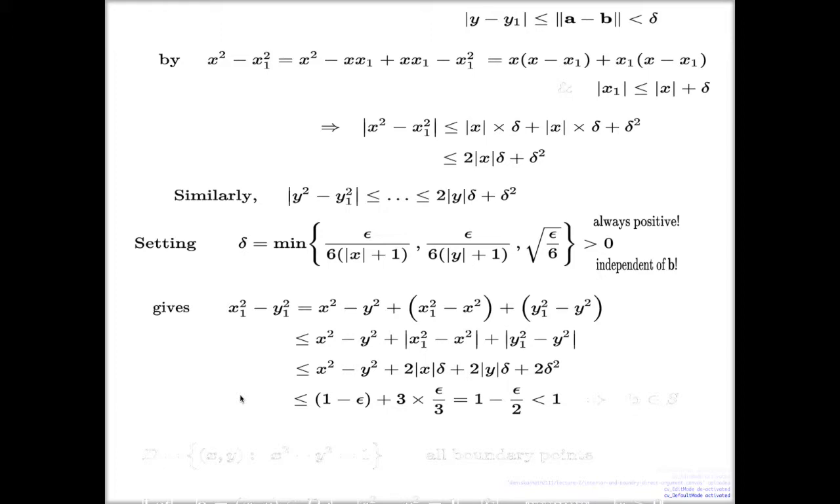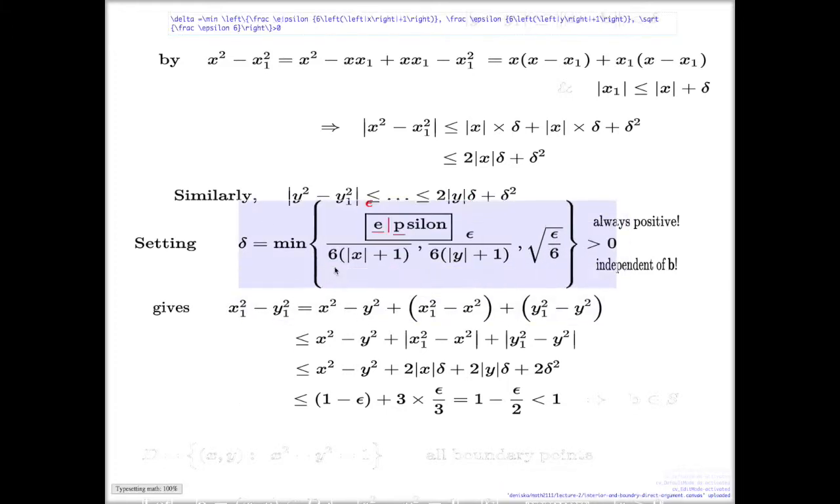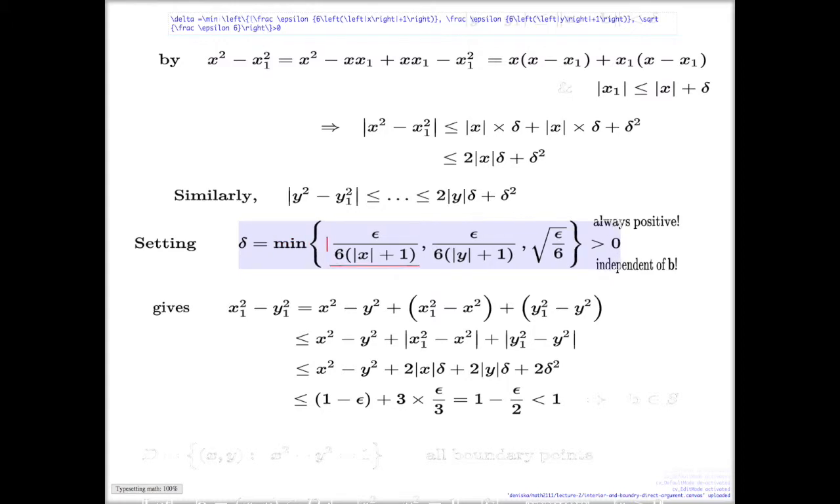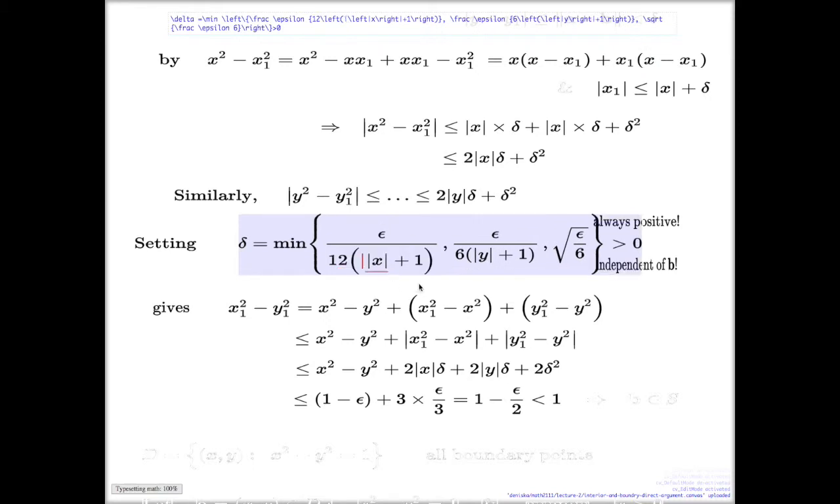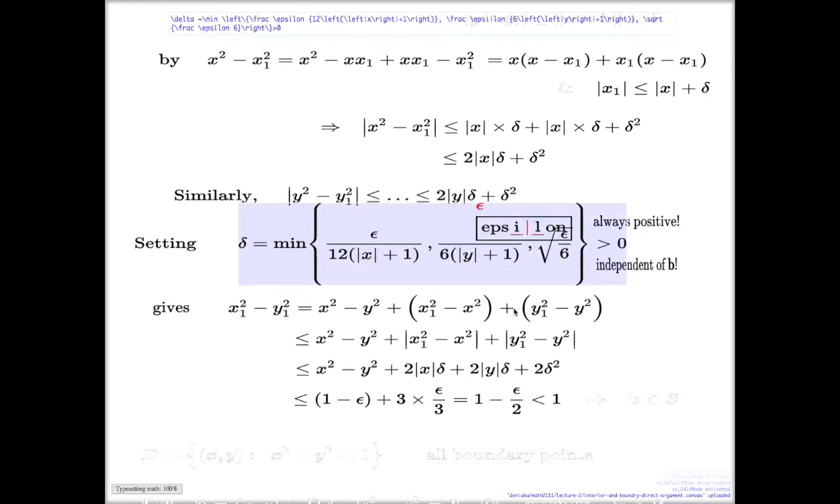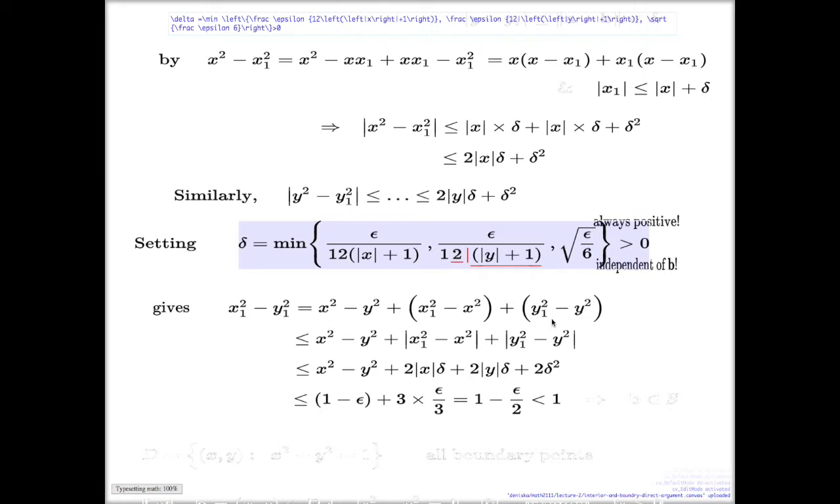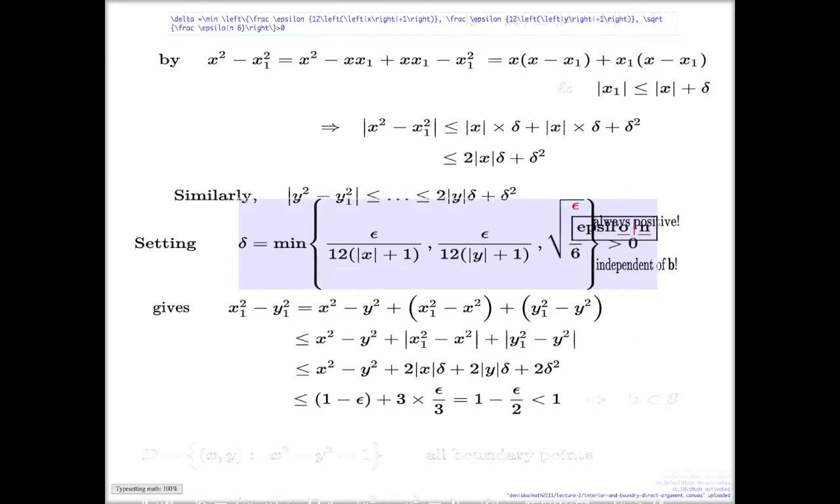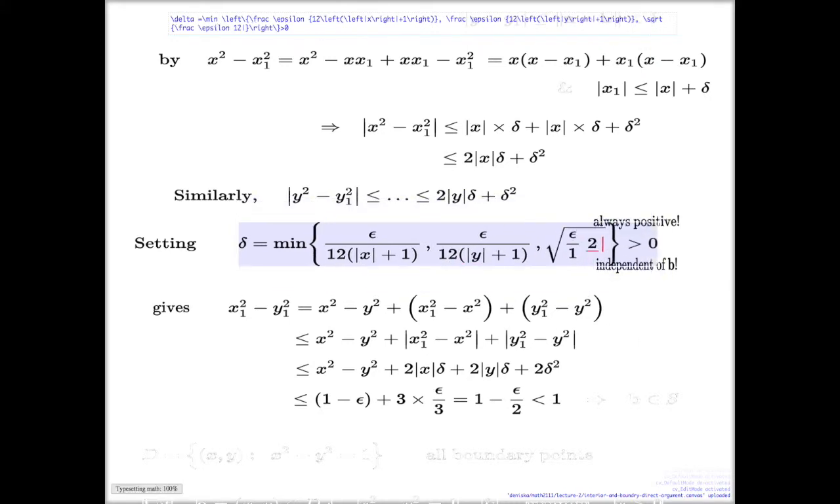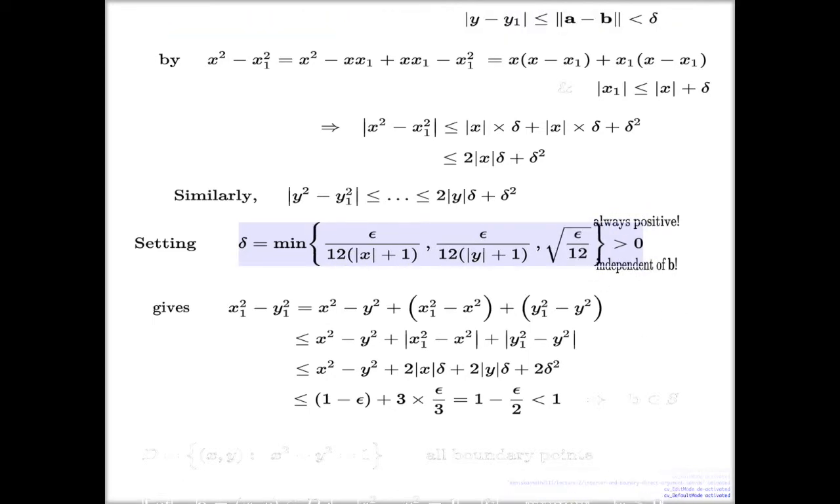Everything is correct, but now I see that my choice for epsilon is not really good. I should have chosen here on 12. That's how I should have chosen it, because in that case, it will make it epsilon on 6 here, and then it will be epsilon on 2 here, and that's the value less than 1.